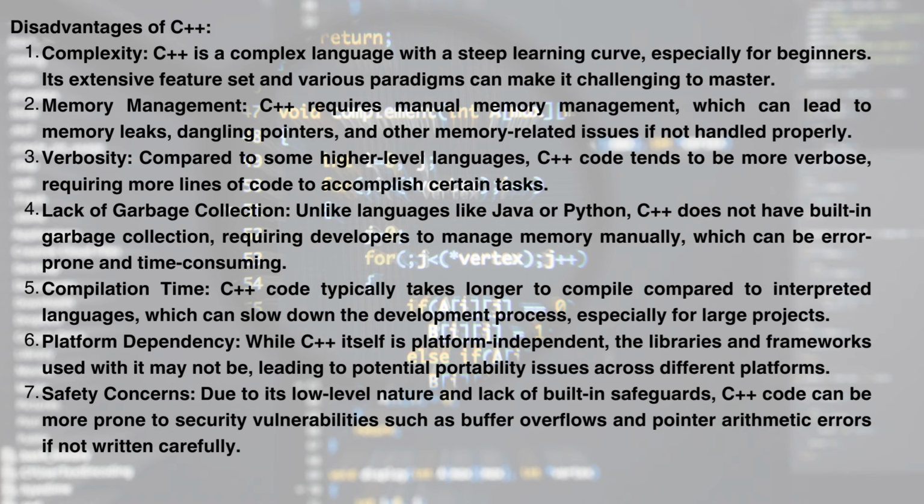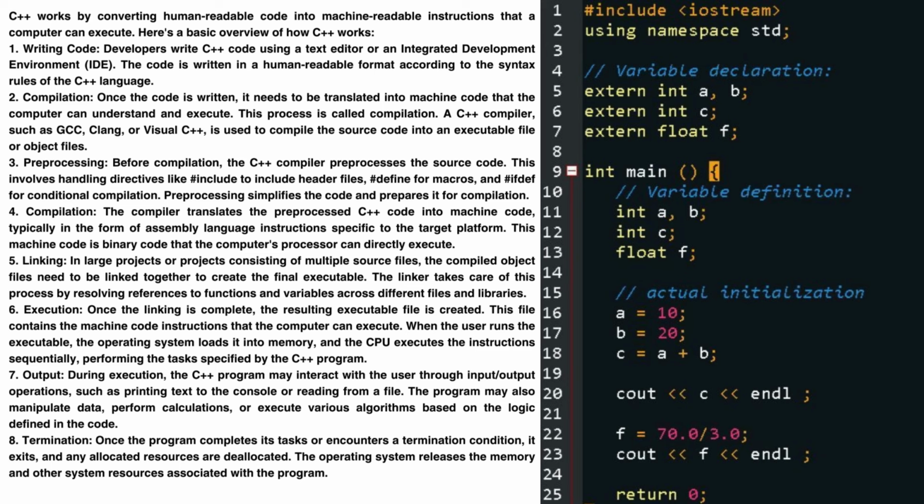7. Safety concerns. C++ works by converting human-readable code into machine-readable instructions that a computer can execute. Here's a basic overview of how C++ works. 1. Writing code. 2. Compilation. 3. Preprocessing. 4. Compilation. 5. Linking. 6. Execution. 7. Output.